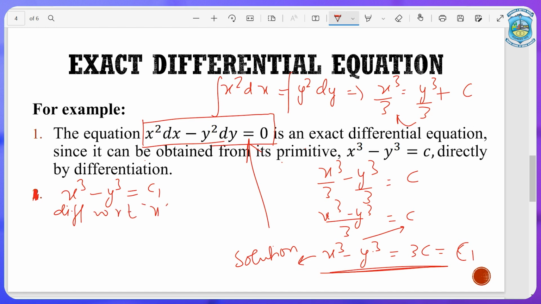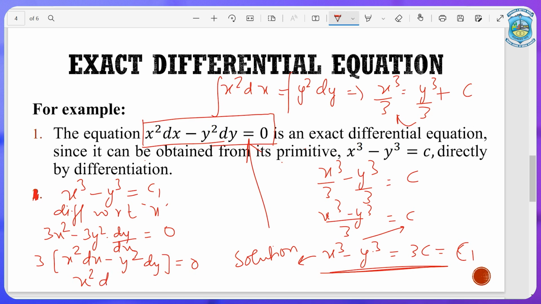So differentiation of x cube will become 3x square, minus differentiation of y cube will become 3y square into dy by dx by the chain rule, and differentiation of c1 is 0. So by simplifying it, what will we get? We can take 3 common and we will have x square dx minus y square dy is equal to 0, shifting 3 to the other side, which is the same equation that we have discussed.